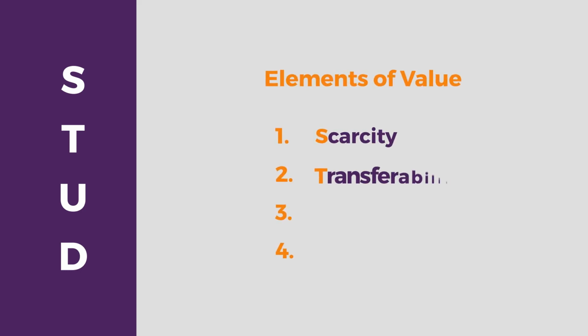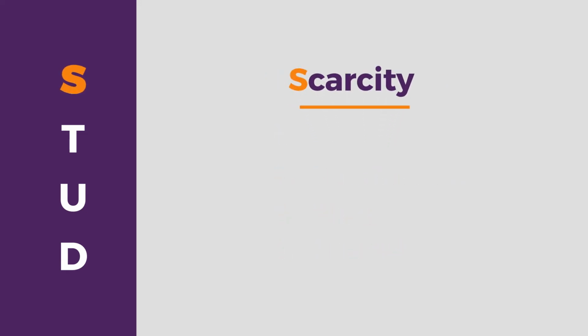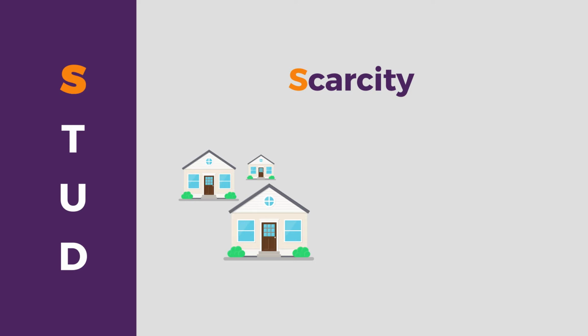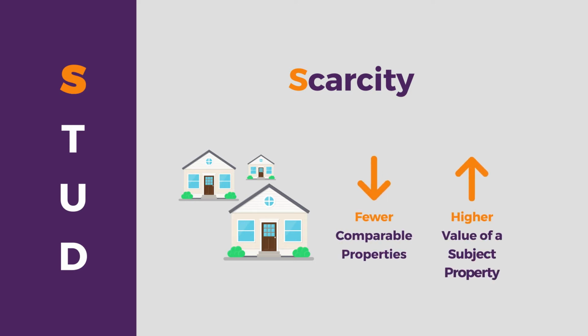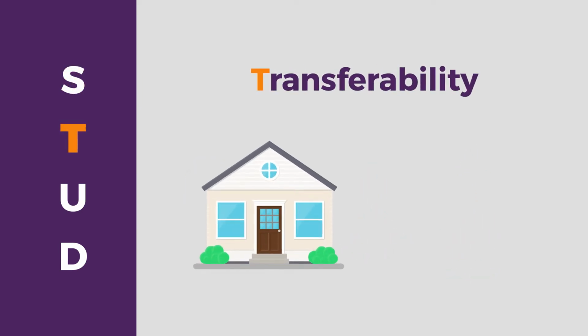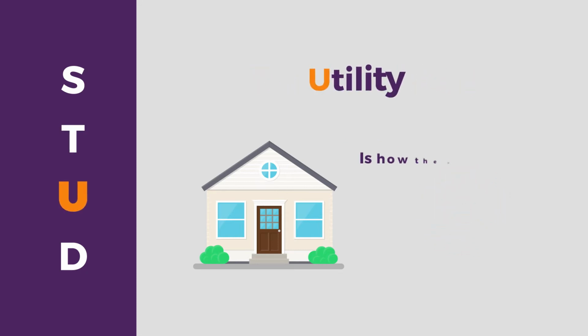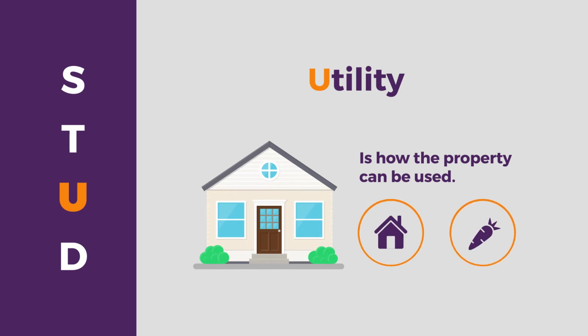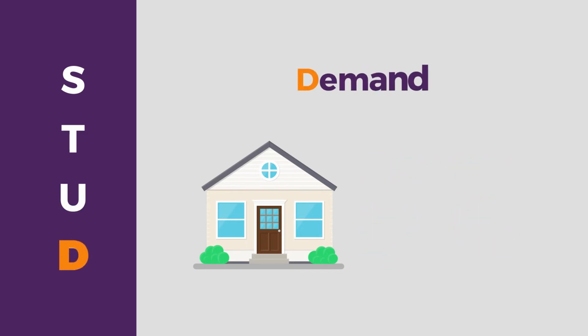First up is S.T.U.D, which is used to remember the 4 elements of value: scarcity, transferability, utility, and demand. Scarcity has to do with the number of properties available in the market. The fewer comparable properties, the higher the value of a subject property will be. Transferability means that a property needs to be able to be transferred with clear title. Utility is how the property can be used and how many potential uses it has, such as residential and agriculture use. Demand is the amount of demand in the market. When demand is high, values go up.